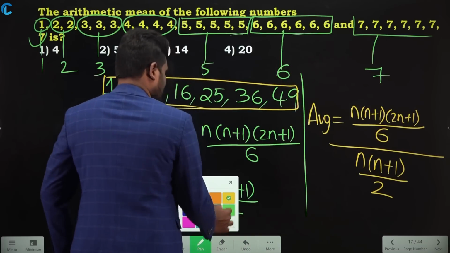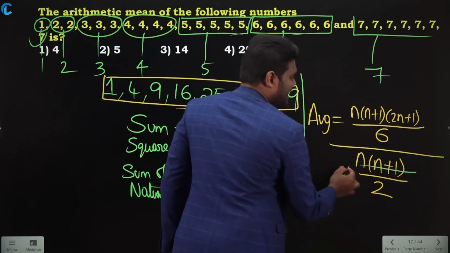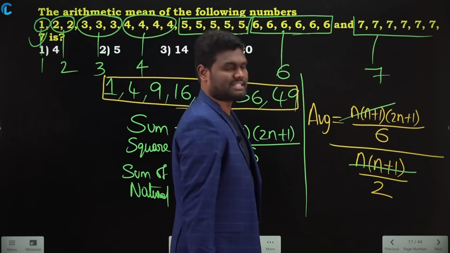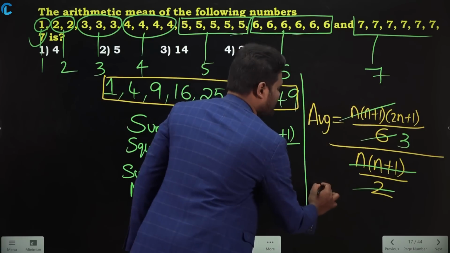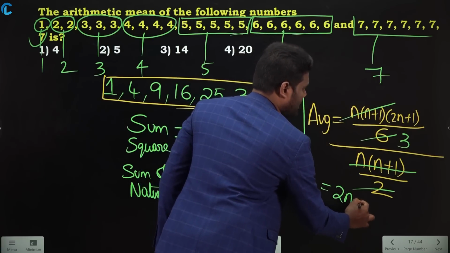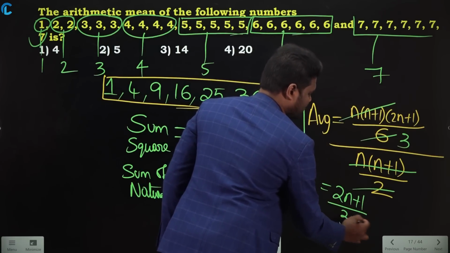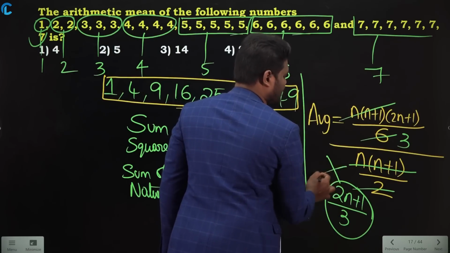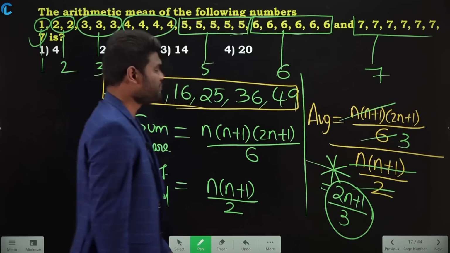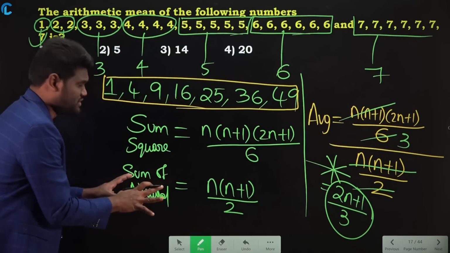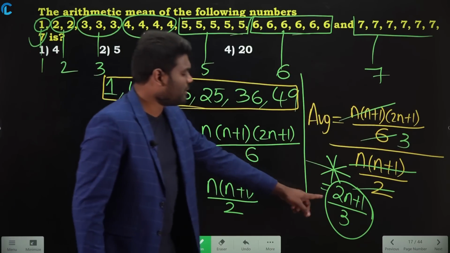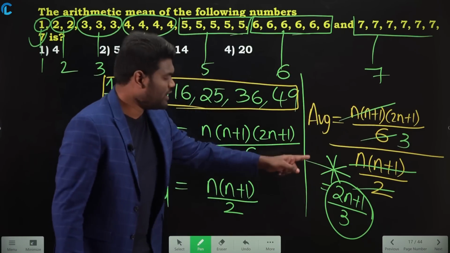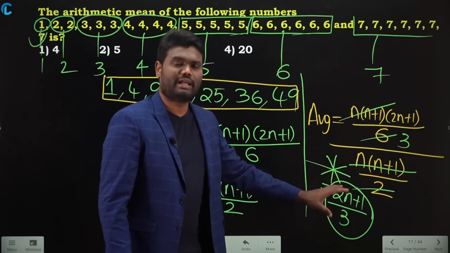Now calculate this. If you calculate this, what happens? n into n plus 1, n into n plus 1 gets cancelled. 6 cancels into 3 times. Now you are finally left with 2n plus 1 by 3. Now this is a direct short trick. Whenever you have questions in this way, you will not do all this procedure. Just directly apply the formula 2n plus 1 by 3, and you are going to get the answer directly.